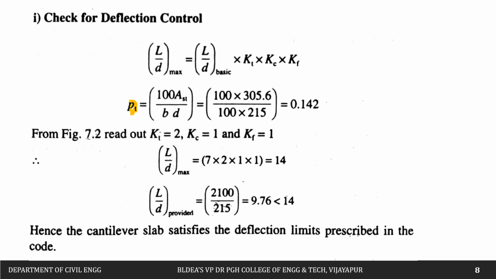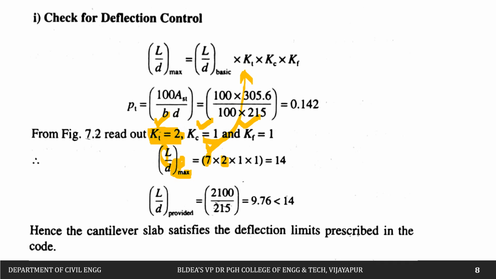For that we have to calculate the percentage of steel, that is Ast, that is 305.6 divided by B into D, that is 1000 into 215, multiplied by 100. So we'll get the answer as 0.142. This is the percentage of steel we have. Based on this, if you refer to IS 456 2000, as you have done many times to find KT, we'll get KT equal to 2, and KC and KF equal to 1. Substituting these values, L by D maximum will be equal to L by D basic, which is given in the code book as 7.